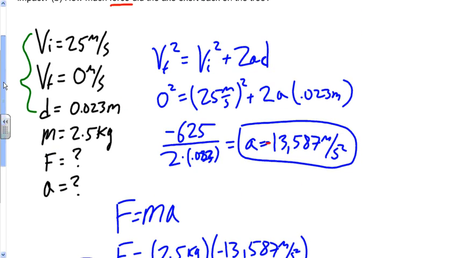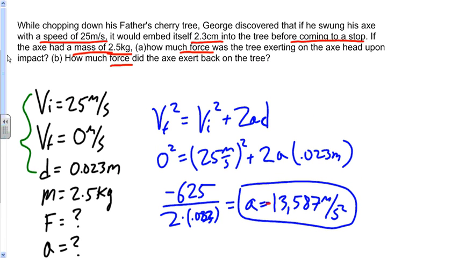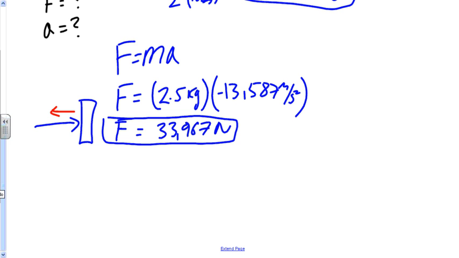Now that's part A. Part B is, how much force did the axe exert back on the tree? Well, that's Newton's third law thing going on, because the action force was the tree exerting a force on the axe. The reaction force is the axe exerting a force back on the tree. So we see, for part B, the force is exactly the same, just the exact opposite. So 33,967 newtons. All right, so there's a moderately complicated Newton's second law problem where we weren't given the acceleration explicitly. I hope this helps.